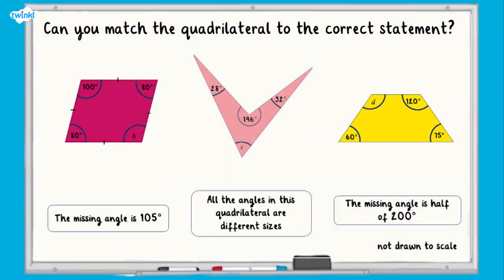Now it's over to you. Can you match the quadrilateral to the correct statement? One quadrilateral has a missing angle of 105 degrees. One quadrilateral has angles which are all different sizes. One quadrilateral has a missing angle which is half of 200 degrees. Pause the video here whilst you work out your answers.